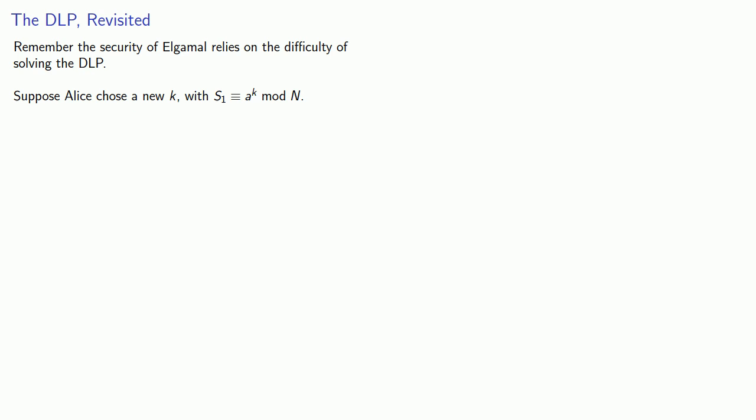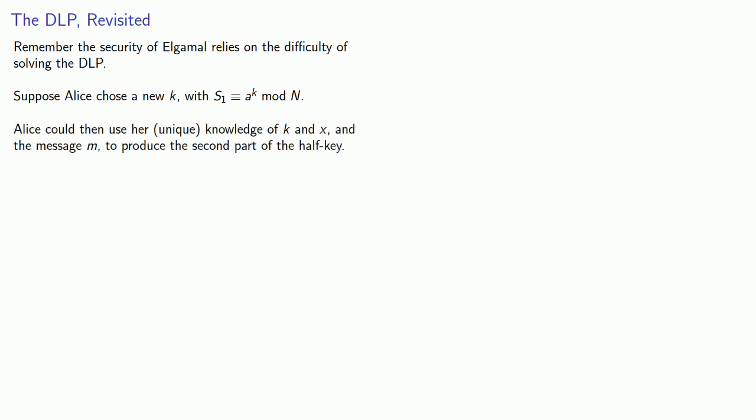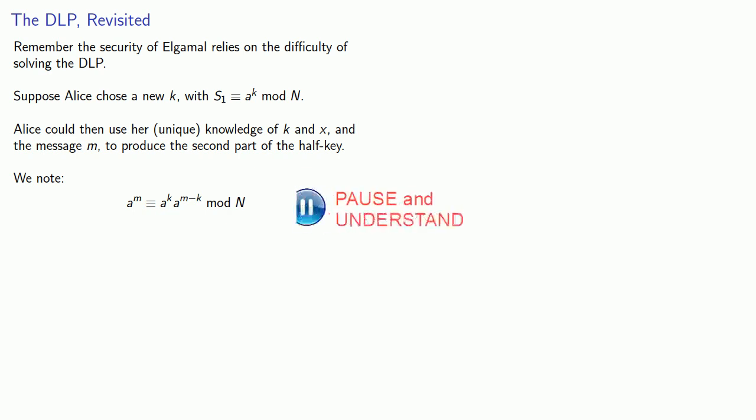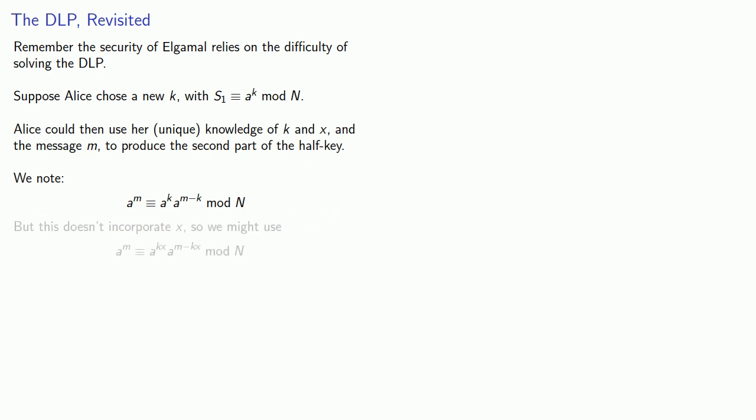So let's think about that a little more. Remember, the security of Elgamal relies on the difficulty of solving the DLP. Suppose Alice chooses a new value of k with S1 congruent to A to the power k mod n. Alice could then use her unique knowledge of k and x and the message m to produce the second part of the half key. So we note that A to the power M, we can write that as A to the power K times A to the power M minus K. But this doesn't incorporate Alice's other exponent X. So we might use A to the power M congruent to A to the power KX times A to the power M minus KX.